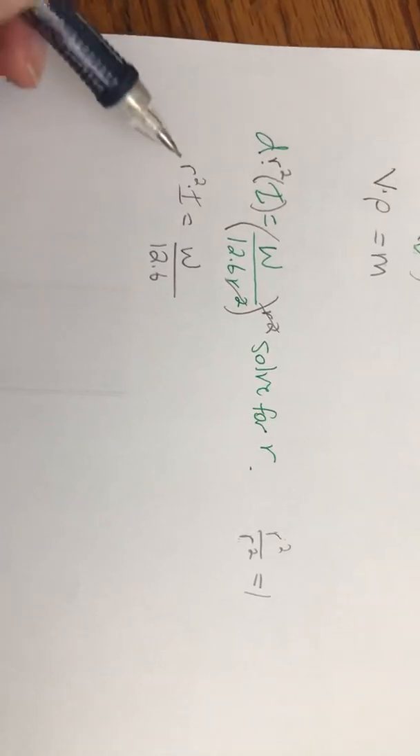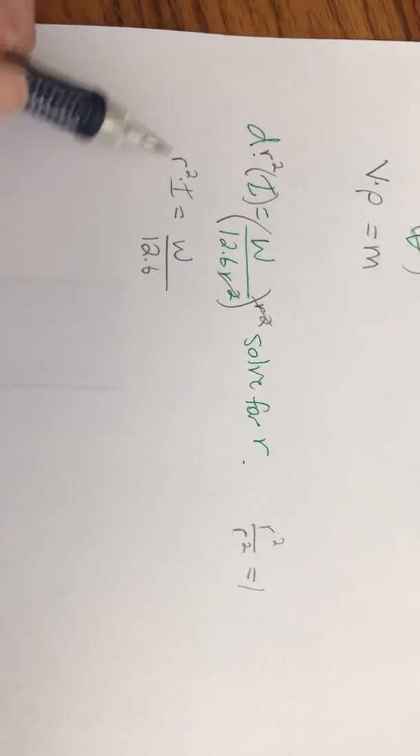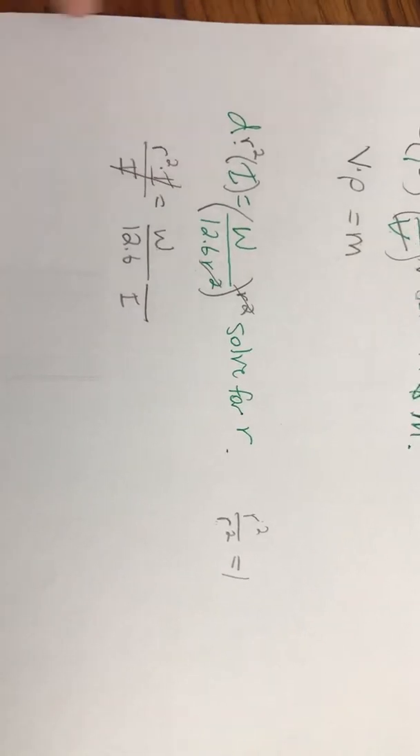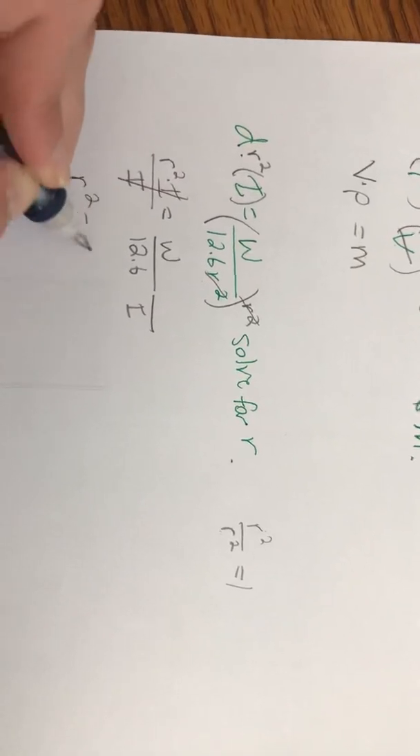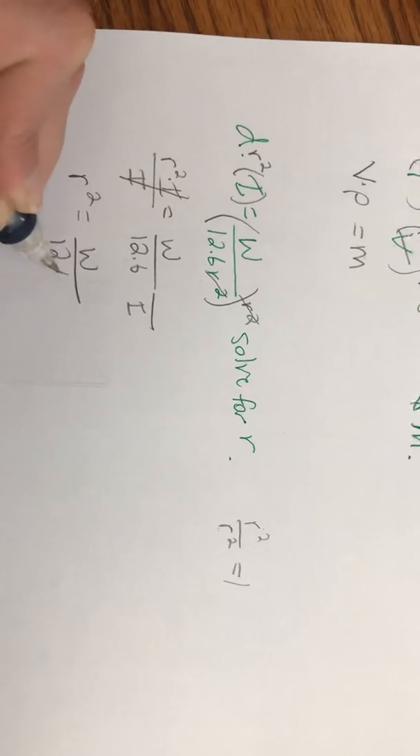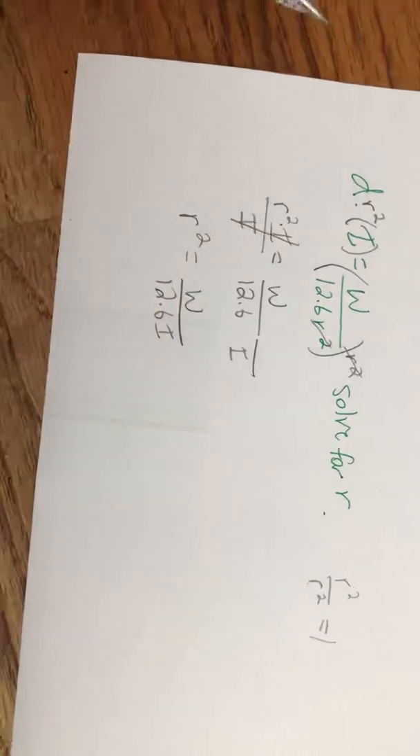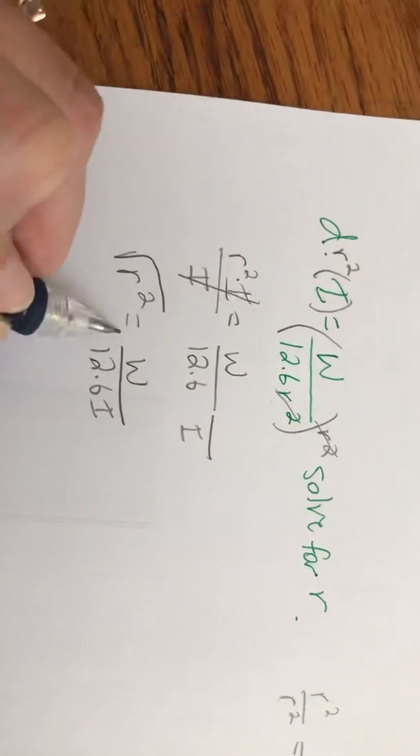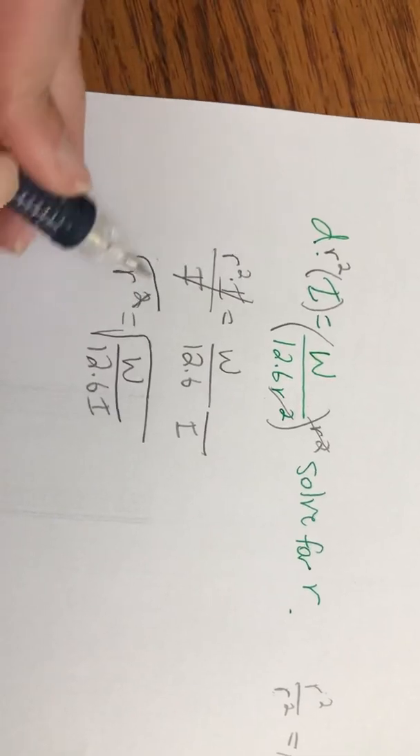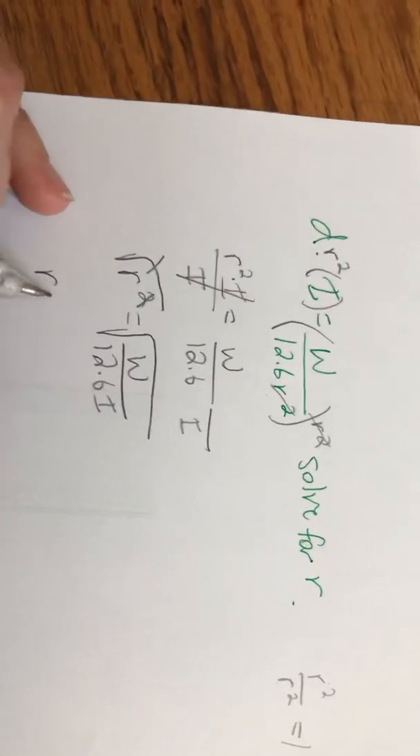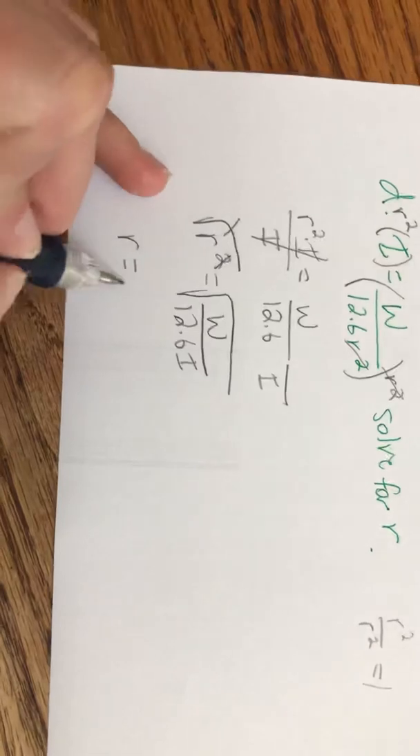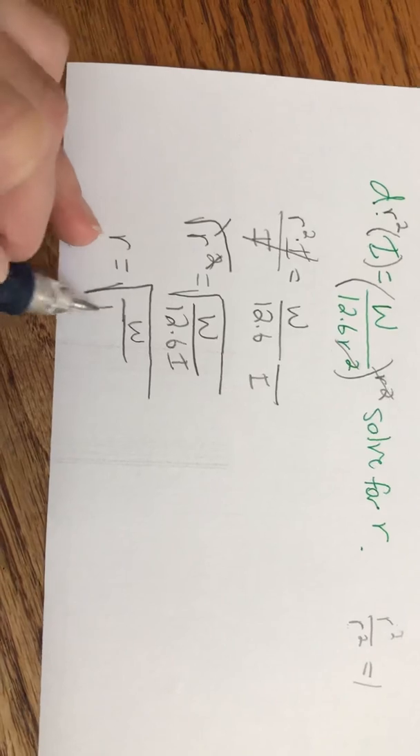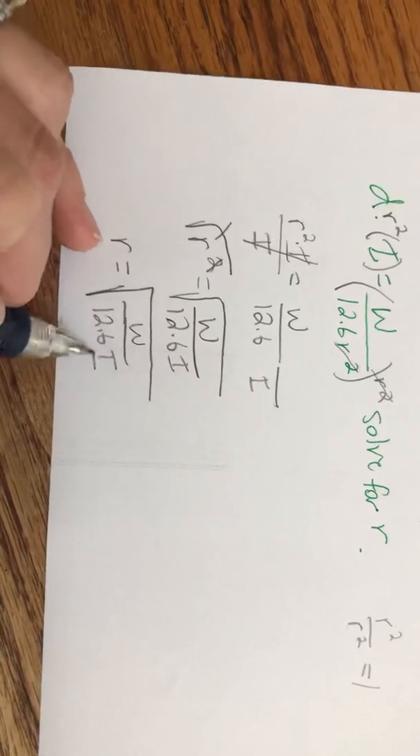And then I want R alone, so I divide both sides by I, and those cancel. I'm left with R squared equals W over 12.6 I. And then to undo a square root, or a square, I take the square root of both sides, because squares and square roots undo each other. So I'm left with R equals square root of this mess, which is W divided by 12.6 I.